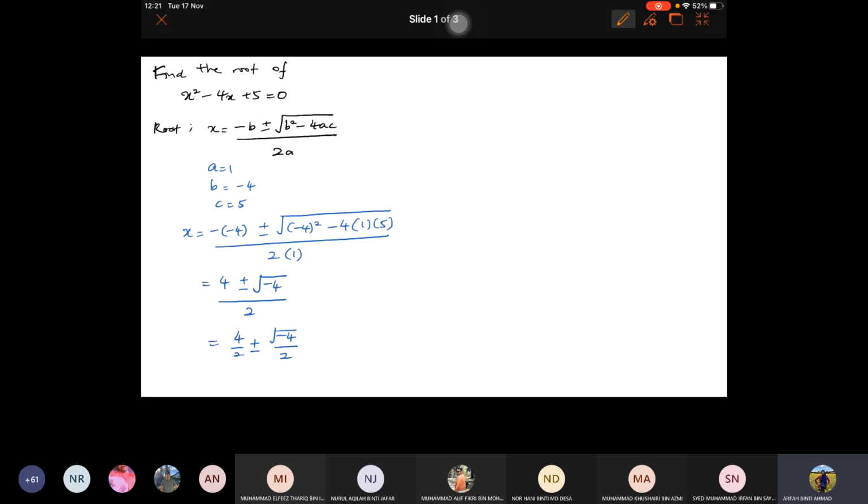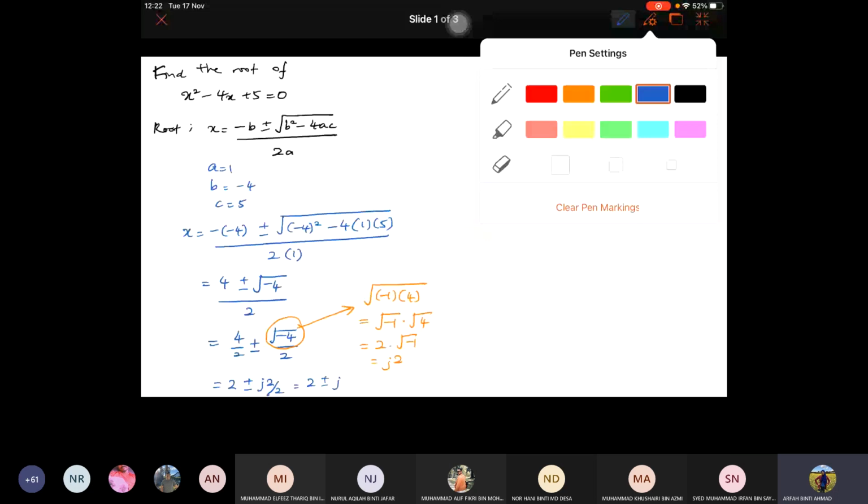Dapat so far? So set negatif 4 per 2 ni dia sebenarnya adalah set bagi negatif 1 darab 4 sama dengan set bagi negatif 1 darabkan dengan set 4. So dapat 2 darabkan dengan set negatif 1 sama dengan 2J. Okay. So itu konsep imaginary number. So the answer for this one, it will be equal to 2 plus minus J2 per 2, sama dengan 2 plus minus J. So dapat jawapan. Negatif 1 tu dia dah jadi imaginary J. That is why you get 2 plus minus J.